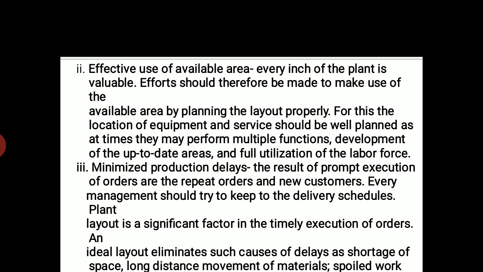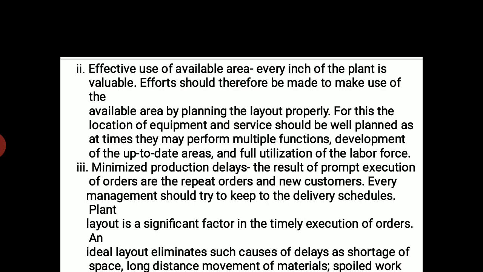For this, the location of equipment and services should be well planned, as at times they may perform multiple functions. Development of the up-to-date areas and full utilization of the labor force can be done easily. That means whatever space that you have, we can make the best out of it. Multiple functions are to be done, yes, we can do it. If any updates are to be made, we can do it. If we want to make the space used for labor force, we can do it. Ultimately we can make the best out of whatever area is available.